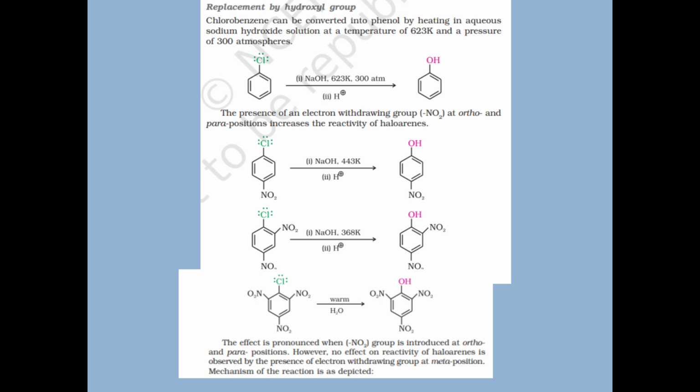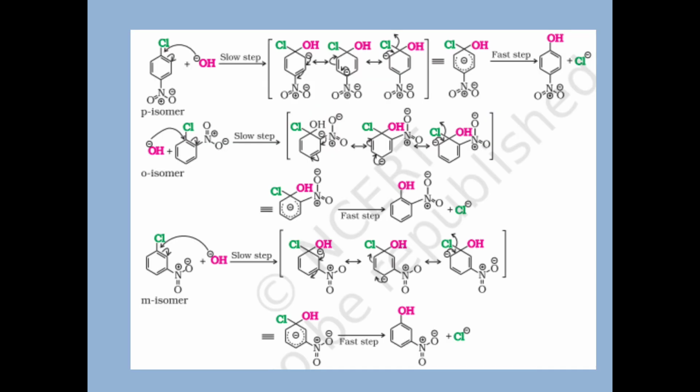The effect is pronounced when the nitro group is at the ortho and para position. However, no effect on the reactivity of the halogen is observed by the presence of an electron withdrawing group at the meta position. The mechanism of the reaction is depicted here.